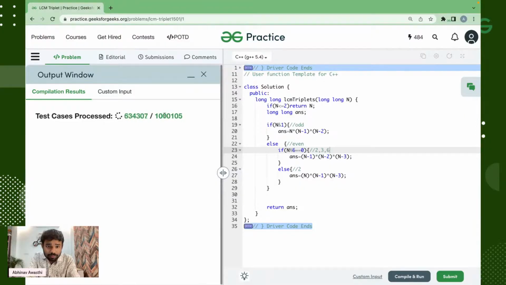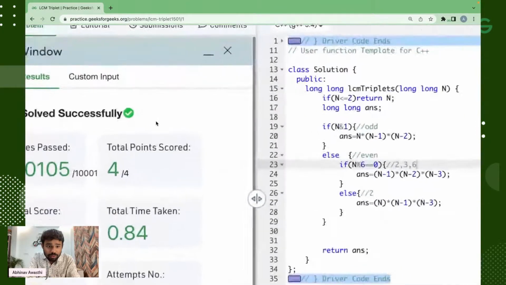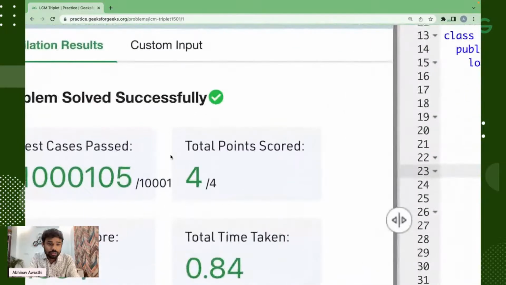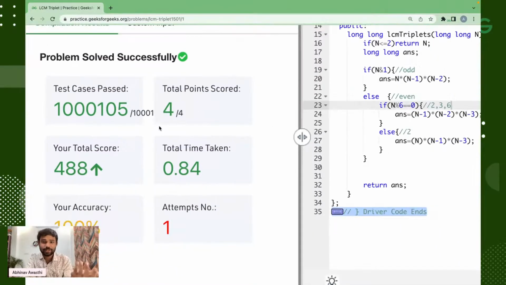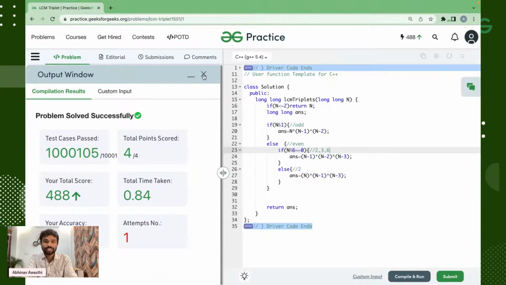What? What are you saying? It has 1, 2, 3, 4, 5, 6, it has 10 lakh 105 test cases. Salute to the problem setters of GFG. Great, yaar.